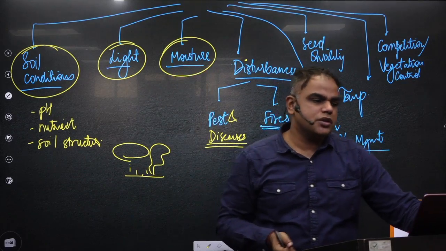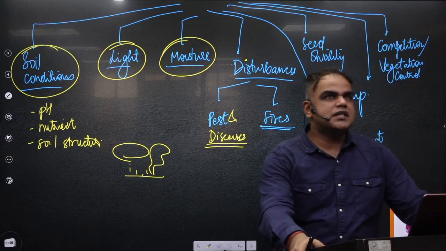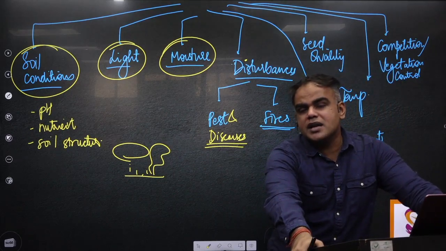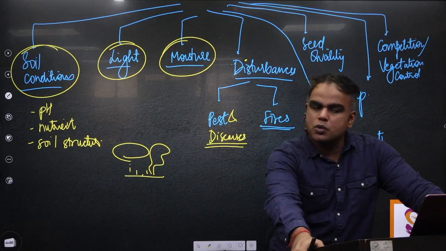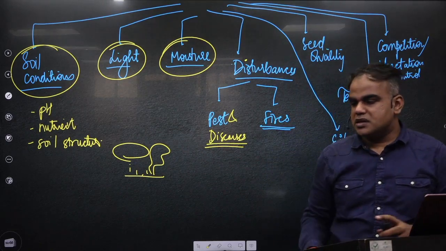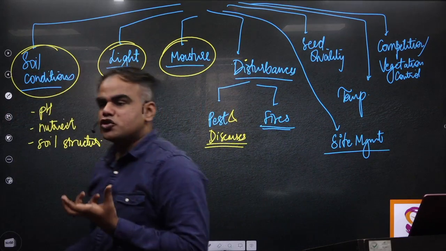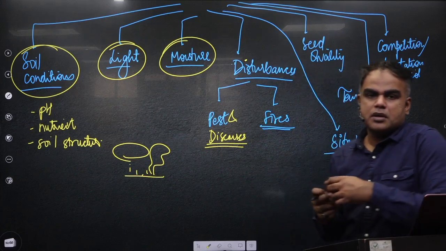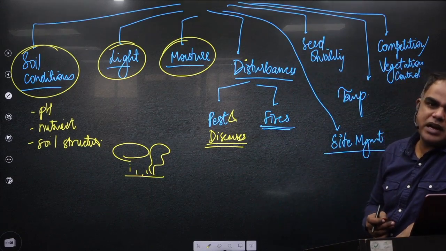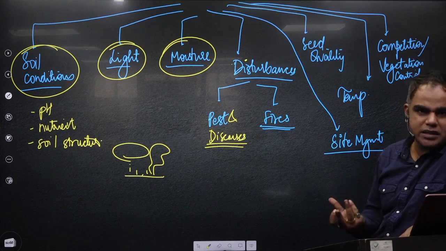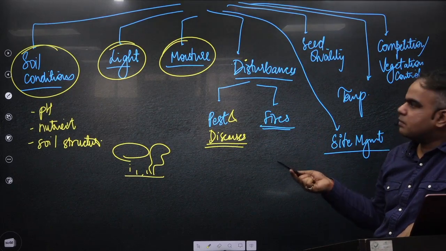Similarly, when I say moisture, think about waterlogged conditions, where moisture will not be sufficient. Similarly, if the area is drought prone, and the water or moisture supply is not adequate, it can also lead to poor survival rates if the species is not drought resistant. You can give that example.